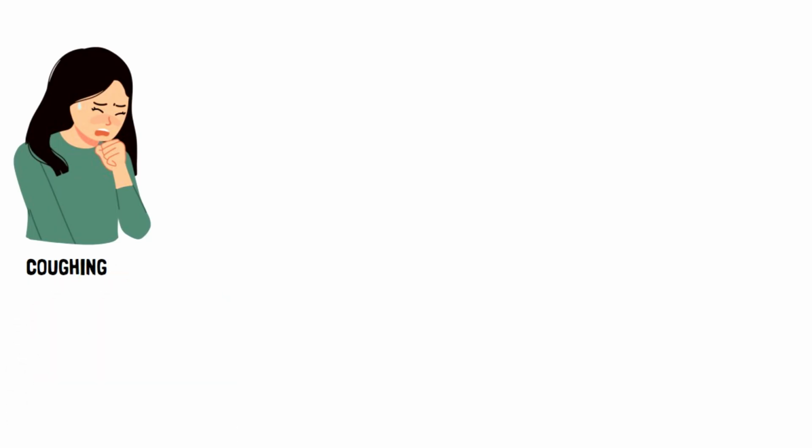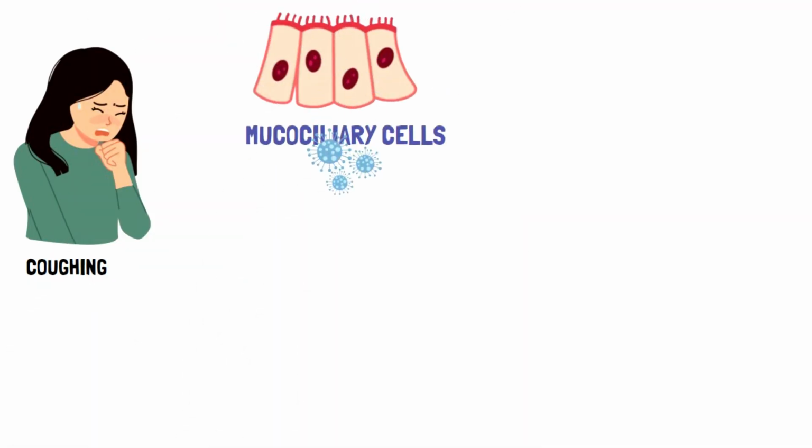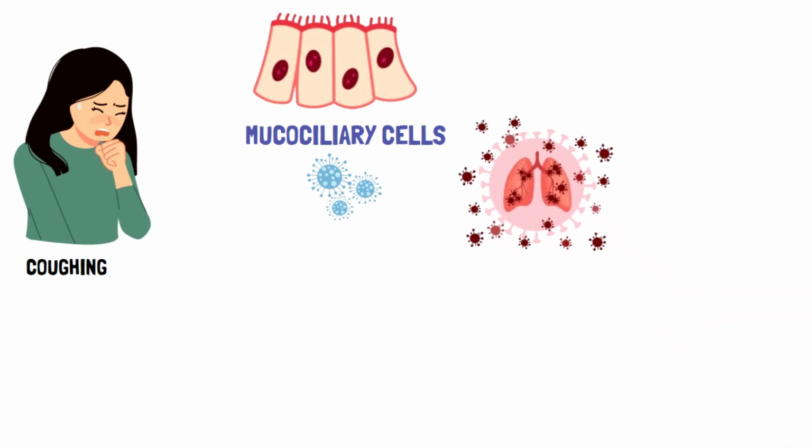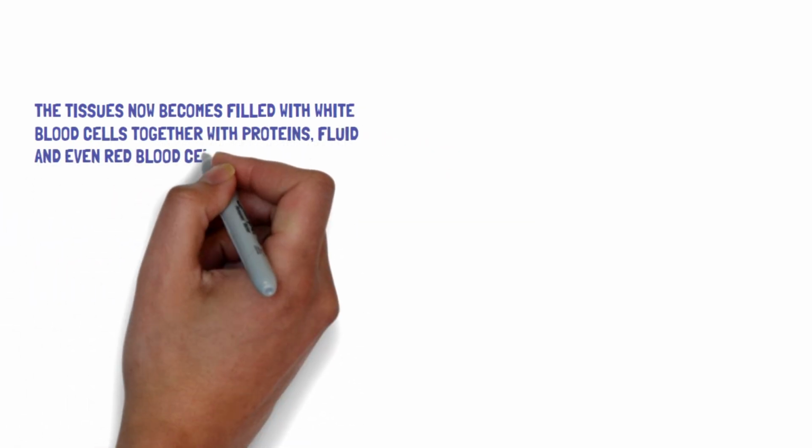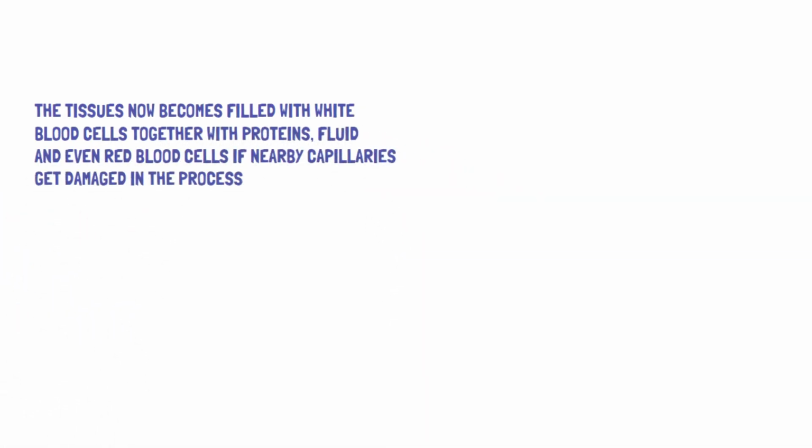You've got mechanical defenses such as coughing, where the mucociliary escalator moves out larger bacteria, and macrophages that are ready to destroy microbes in the lungs. But in certain cases, despite these mechanisms, some microbes may be successful in invading the respiratory pathway all the way from the trachea to the alveoli. These microbes, which are successful in colonizing, will now multiply across the lung tissue, causing an inflammatory response, and finally, you get pneumonia. The tissues now become full with white blood cells together with proteins, fluid, and even red blood cells if a nearby capillary gets damaged in the process.